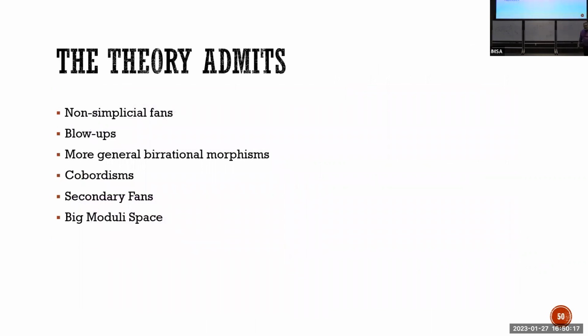so the theory admits non-simplicial funds. I already said that it's a non-trivial generalization, but it can be done. We understand the ups and lows, the downs and more general birational morphisms. Now we have managed for morphisms because in the past, it was only a rational thing. We have these secondary funds, and we have the big moduli space. All these tools are indicators that we could perform. We are starting there with the minimal model program for quantum Toric varieties. But well, we now have all the basic ingredients.